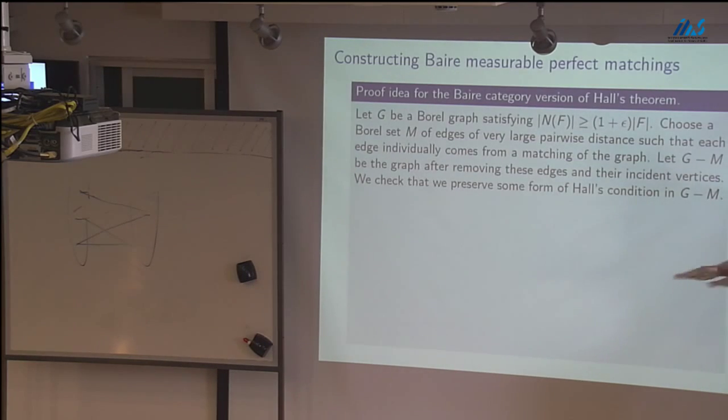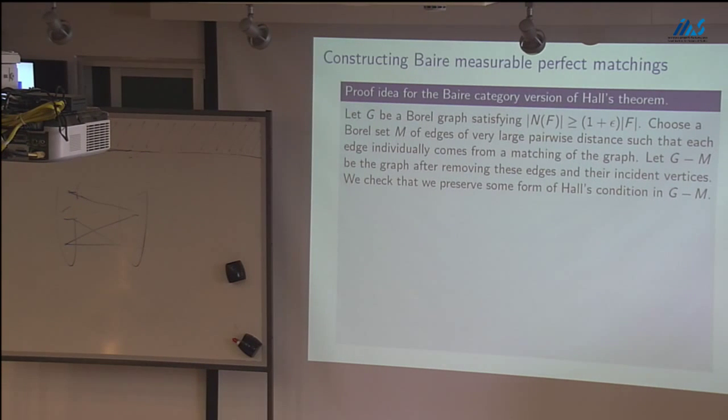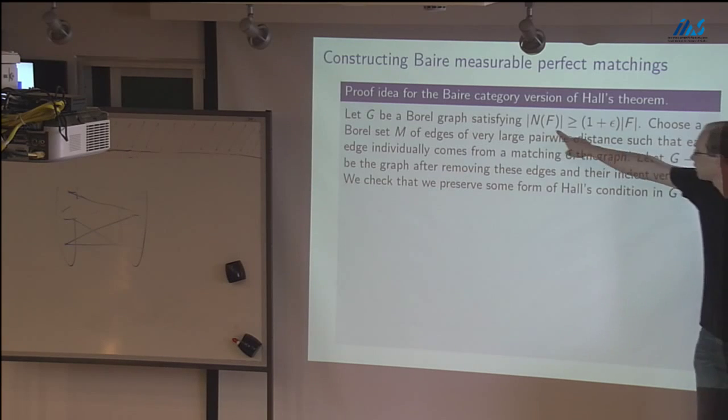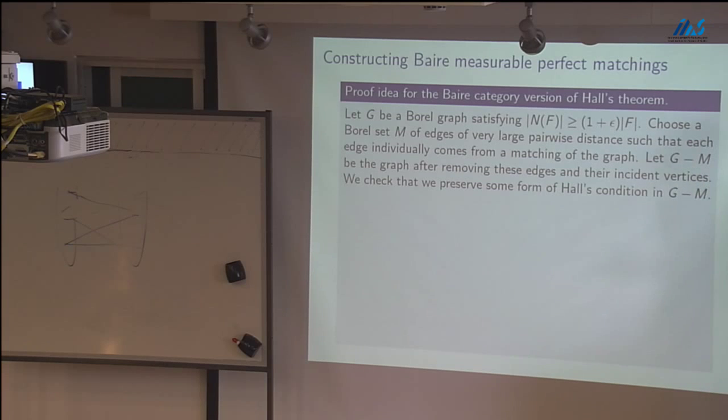Good. So I'll at least sketch the idea for how you do the Baire category version. Suppose G is a Borel graph, it's bipartite, and satisfies this strengthened version of Hall's condition. So you have this extra epsilon of room. I want some process for making partial matchings that will eventually make a full matching of the graph. So choose a Borel set M of edges of very large pairwise distance so that each edge individually comes from a matching of the graph. They don't come from the same matching globally. Just for each edge, I need to know that it's a good edge. It comes from a perfect matching of the graph. There's an easy uniformization argument that I can find such sets, and they can be Borel. Good. So I want to remove that set of edges now. I have no guarantee about what happens. I have to argue now that I still have something resembling Hall's condition. And that's the idea.